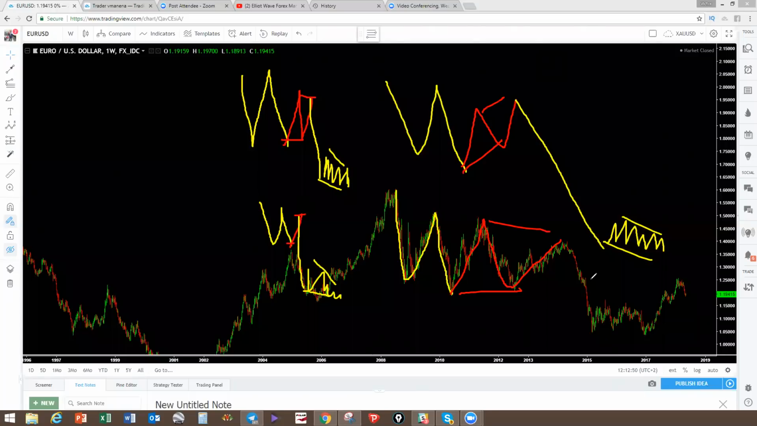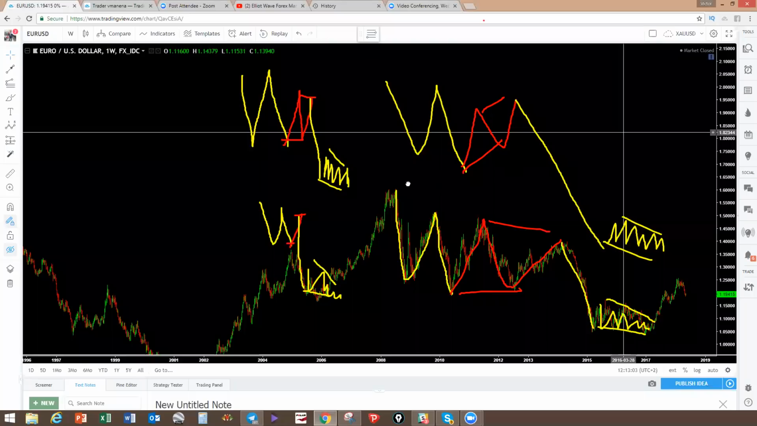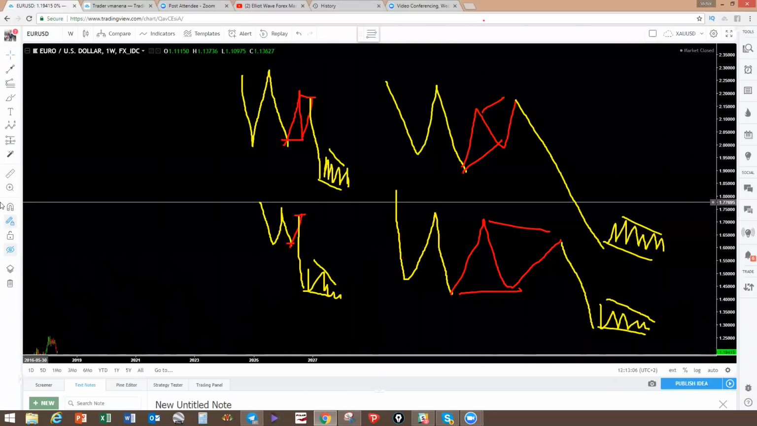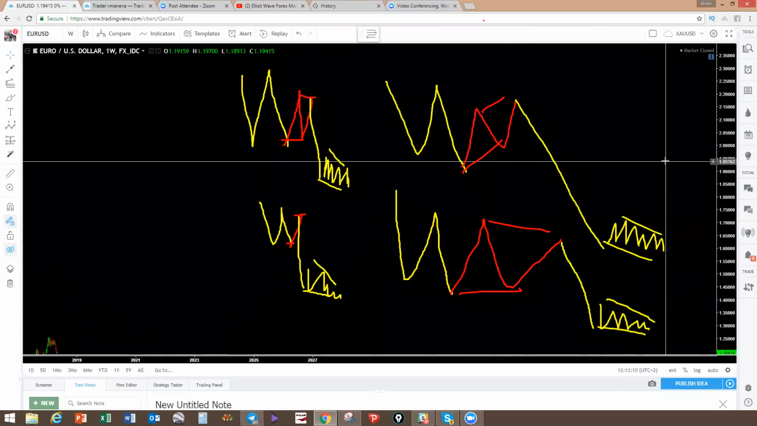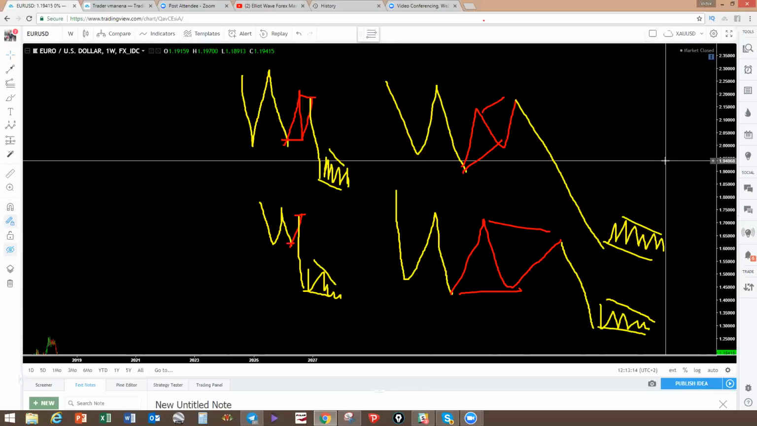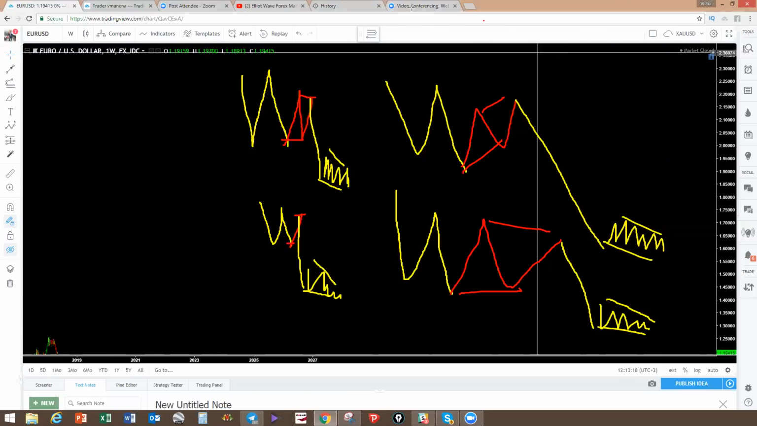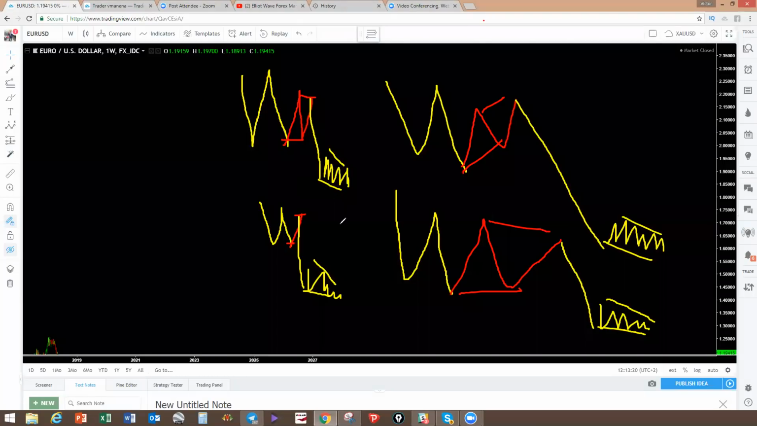Okay, and then what happens after that? Move down. What happens towards the end? V pattern. What happens every time after the V pattern? The direction changes. This is exactly what happened here. Now, if I remove the chart, I take off the chart, and you look at these patterns, you see it is exactly the same. It's patterns that have repeated themselves.